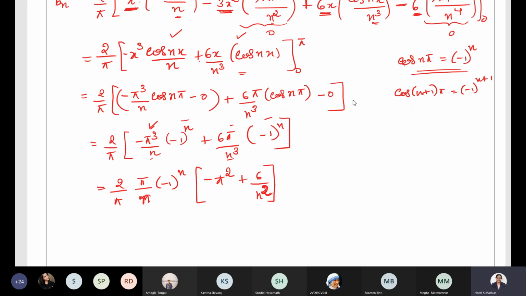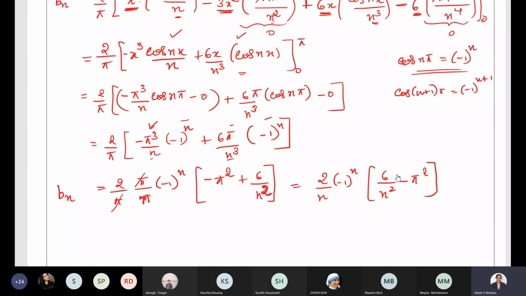Is it okay? Pi gets cancelled. What remains? 2 by n into minus 1 power n into 6 by n square minus pi square. So this is the value of bn. Anybody wants me to repeat anything? Anybody, any doubt?